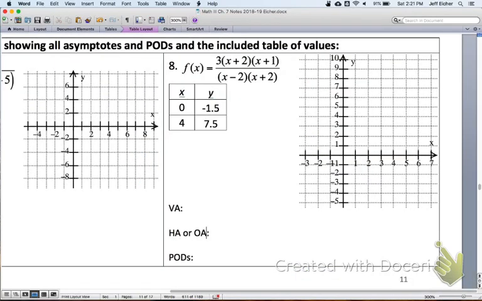Number 8. See if you can identify the x-coordinate of the vertical asymptote, the x-coordinate of the point of discontinuity, and then see if you can graph the vertical asymptote and figure out the horizontal asymptote. So if you'd like to pause this video, see if you could figure out a couple of those components.